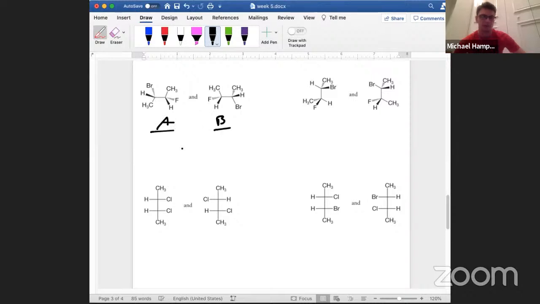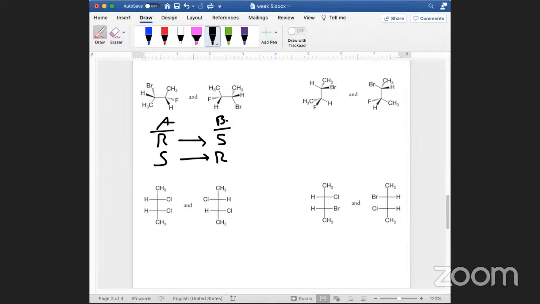I didn't do the R and S of this because I'm going to assume that you guys know how to find R and S. But if you have first carbon is R, second carbon is S in molecule B, you have S, and then you have R. All right. Did all of the chiral centers change? Yes. So they are enantiomers. Keyword: all. If all of them changed, they're enantiomers.